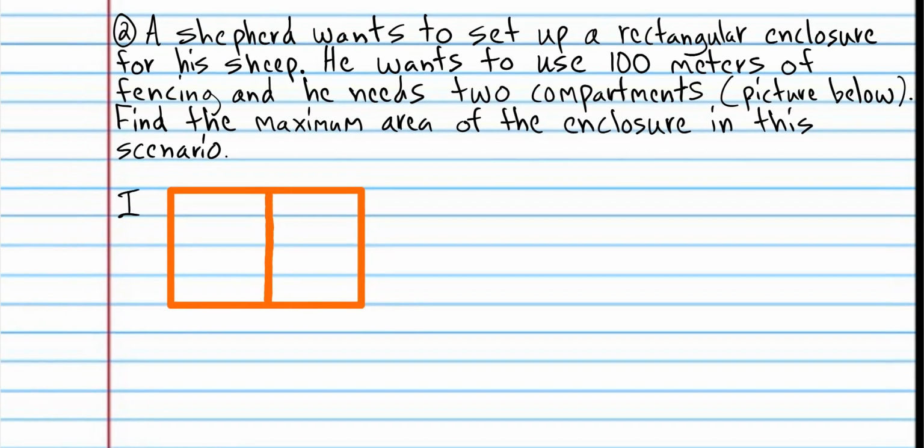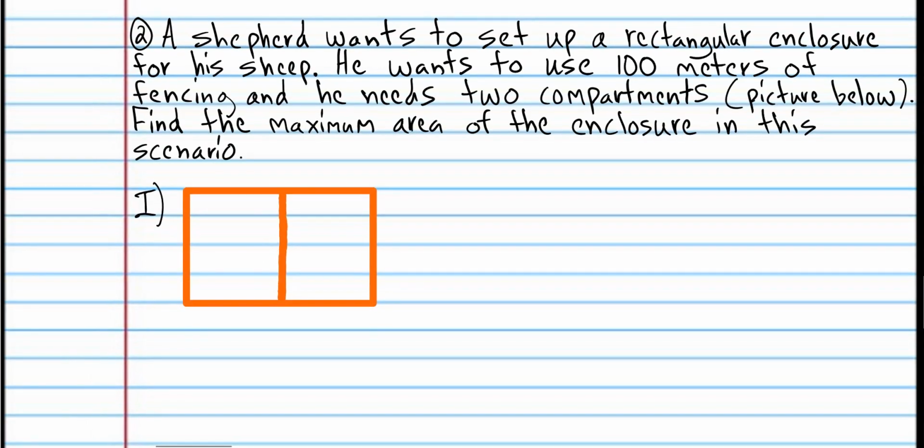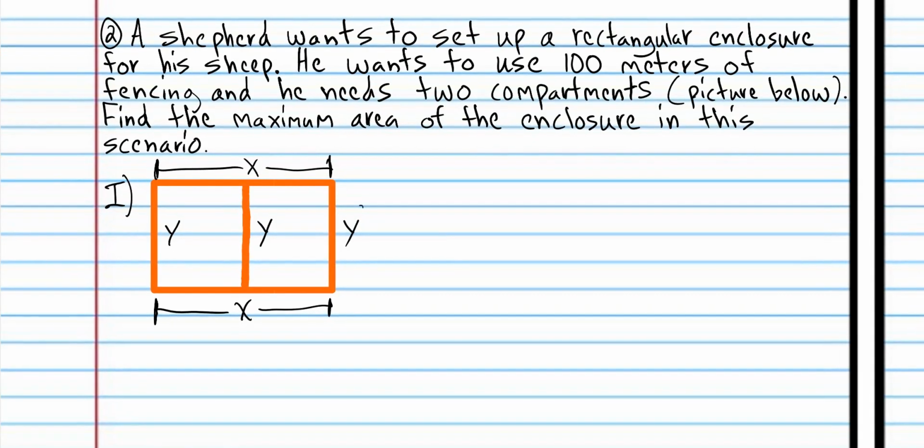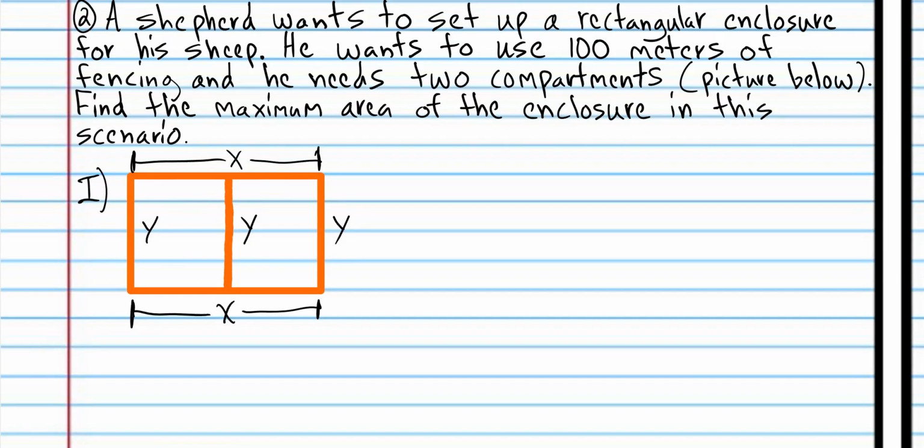Step number 1 is to label the constants and variables, and in this case we're only going to have variables. So y, y, y, x, and x. Now the reason that we have 3 y's is because, again, each part of this enclosure is going to take up fencing, right? It's going to be part of the fence. So we need 3 y's.